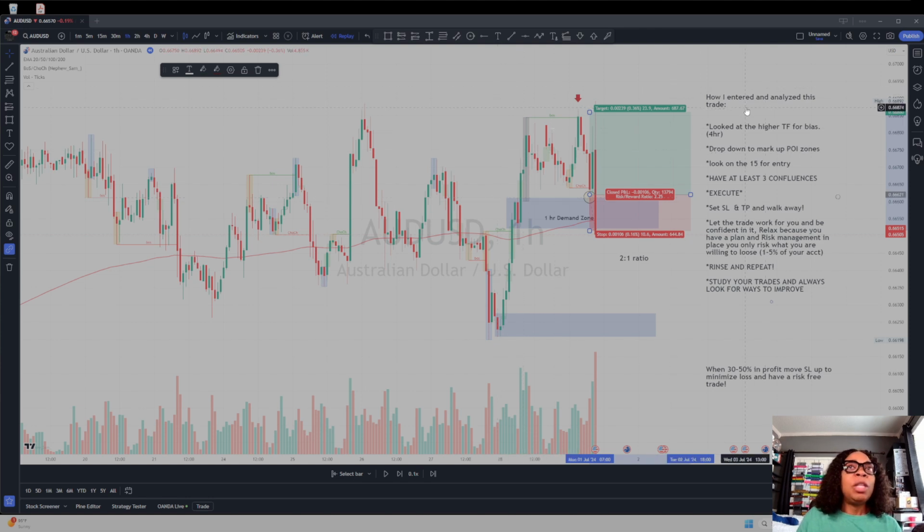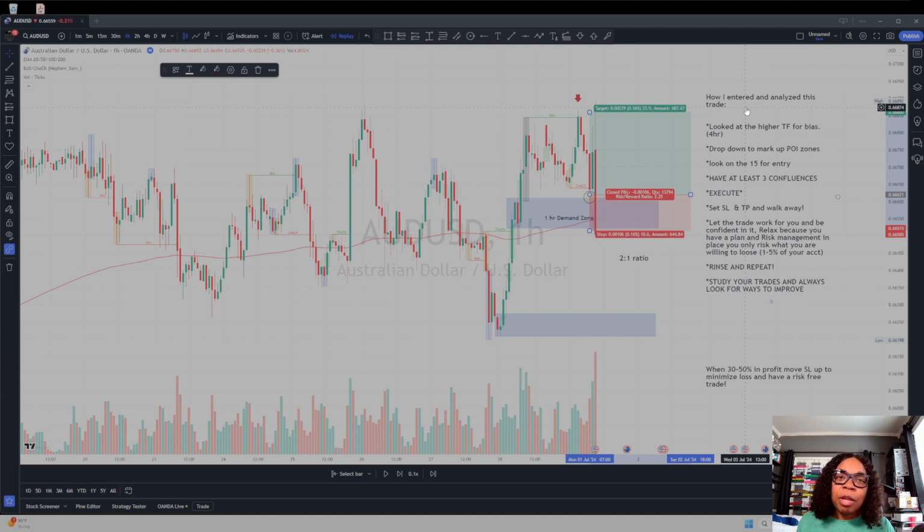And so looking at the higher time frame for a bias is my 4 hour. I'll drop down to the 1 hour from there and look at my points of interest and draw out my zones. I typically get in on the 15-minute chart, sometimes the 30, but it's all surrounded around the hour time frame. So I kind of use multiple time frames to confirm. That's just how I'm comfortable, because sometimes I want to look at multiple time frames to see, hey, are they all in agreement?